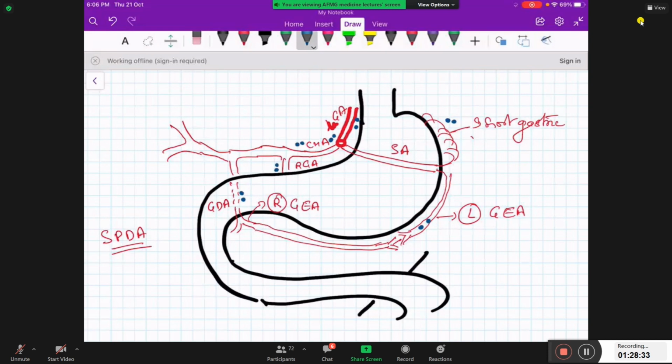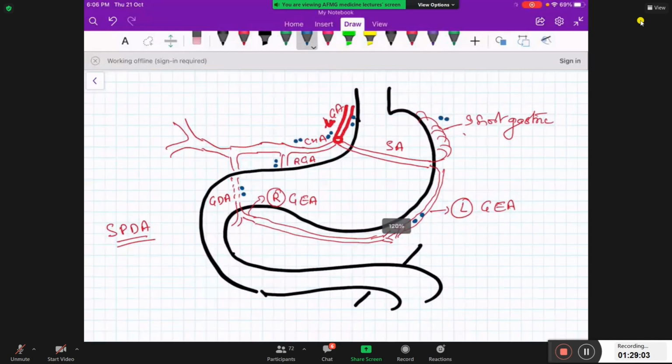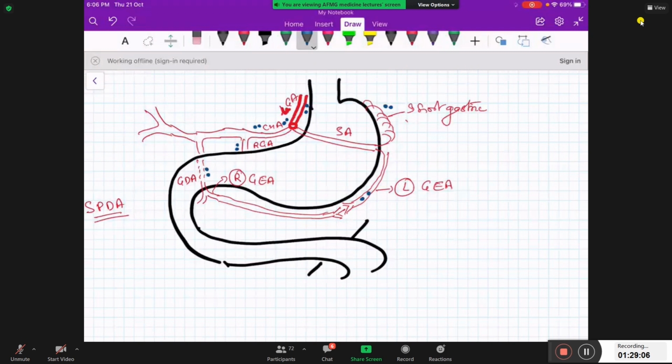Sure? Right gastric nodes, short gastric nodes, gastroduodenal nodes, gastroepiploic nodes, right gastroepiploic and left gastroepiploic, there are the gastroepiploic nodes, then right gastric nodes and left gastric nodes, and hepatic and celiac nodes. Yes or no? Yes. Okay, good. Now, this is an anatomical arrangement of the lymph nodes draining stomach, right? This is an anatomical arrangement.